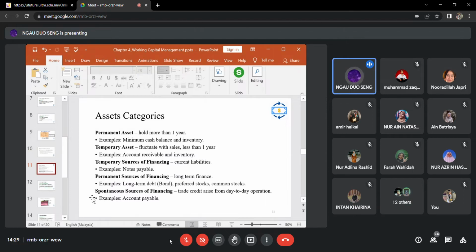And then spontaneous sources of financing. Spontaneous means it happens automatically, you don't need to apply. So trade credit arises from day-to-day operation. This one is from suppliers. You purchase from suppliers, and suppliers give you maybe 1 month or 2 months for payment. So that is account payable.